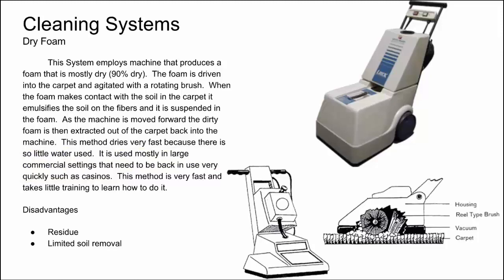They come in all different sizes as well. This is a smaller unit. You can get one that is about twice as wide as that. They also have riding ones where you can actually stand on the back and ride it. So very good for commercial. Disadvantages is the residue. You'll notice somebody that's used a dry foam cleaning. If you go over it with a wet cleaning like a hot water extraction, it will instantly foam up.